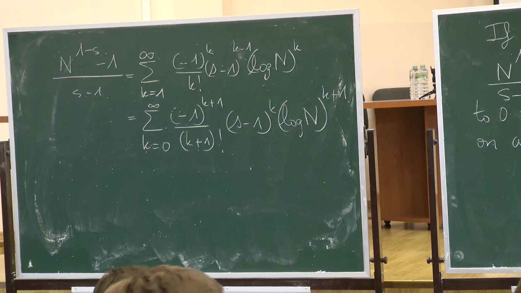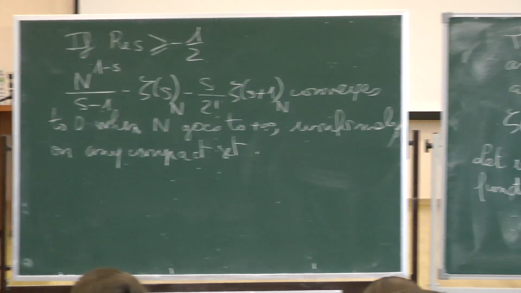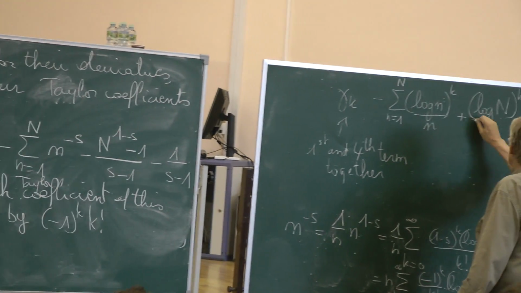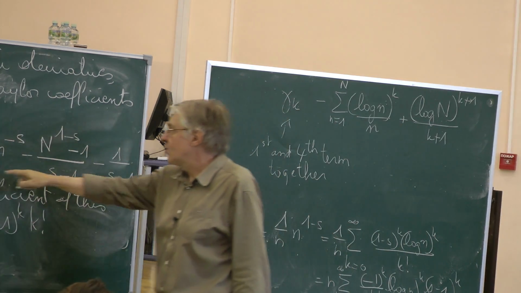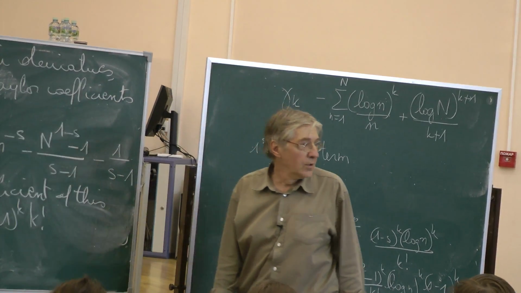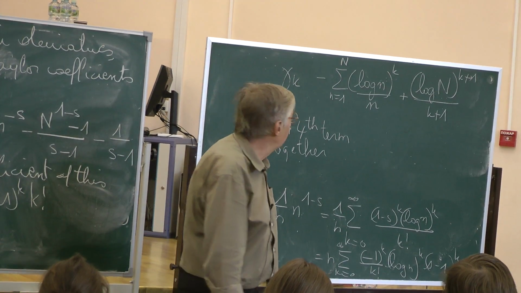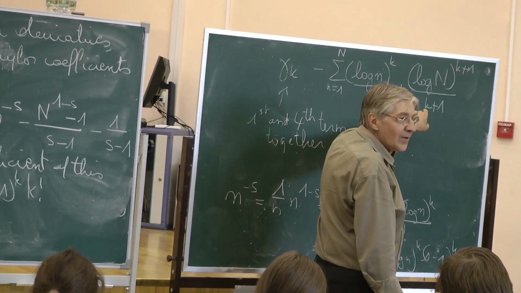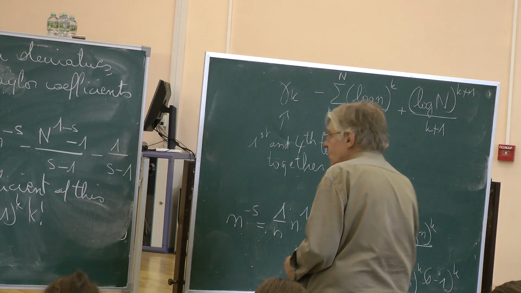So in fact, all computations done, what I get here is, let me see, and there is another minus sign which is here, so at the end I get plus log N to the power k plus 1 divided by k plus 1. So this is exactly the k-th coefficient of this function. And since this function goes to 0 uniformly when N goes to infinity, it means that this coefficient will go to 0 when capital N is going to infinity. Therefore, we have a conclusion.